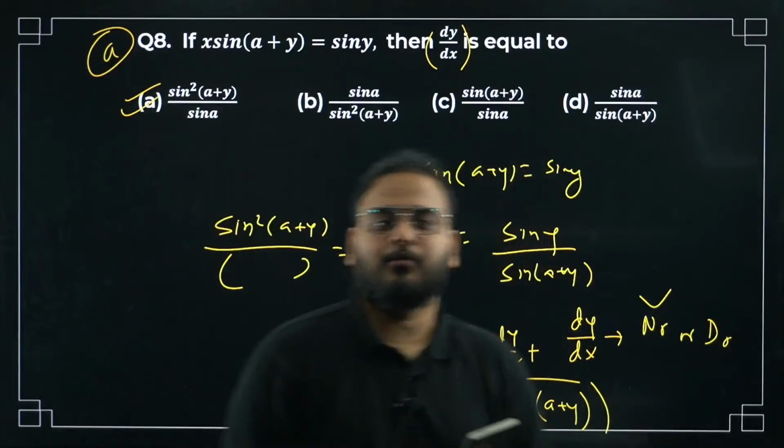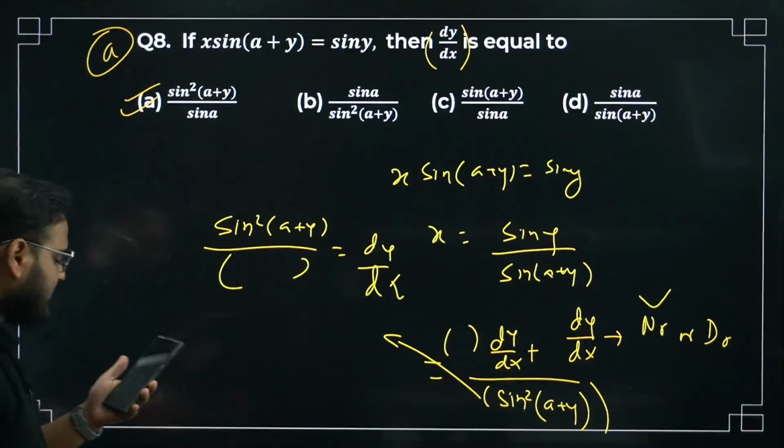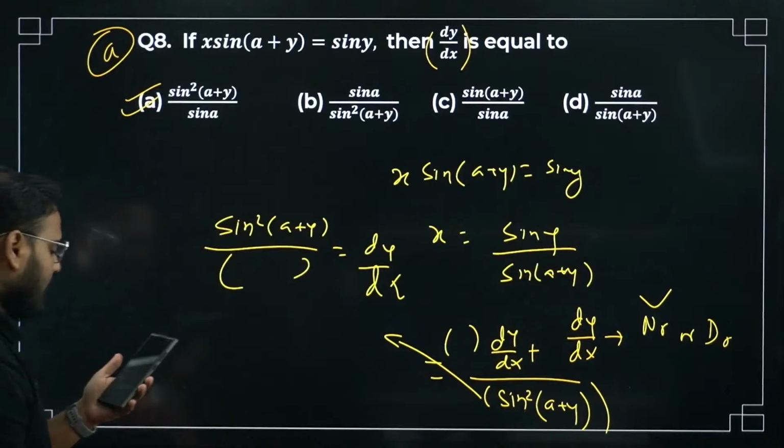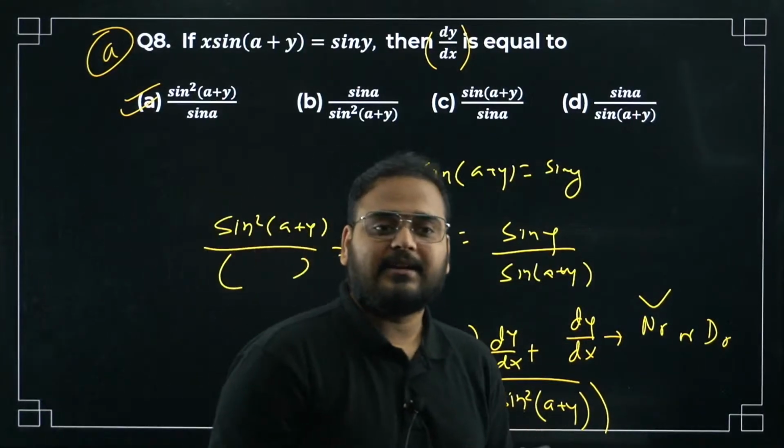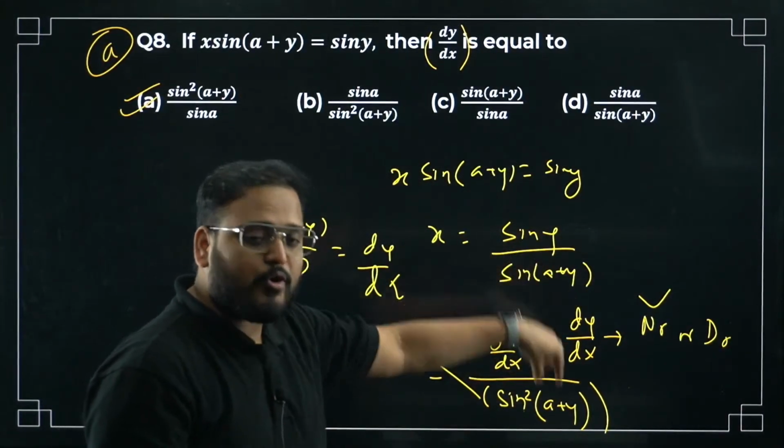Agreed or not? All of you, tell me. Come on, question number 8. Yes, this is the way to do it. Chaliye. So let's move on to question number 9. You can do the quotient rule, right? Let's move on to question number 9.